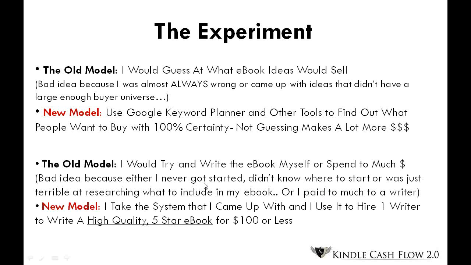The second new element to this new model is I take the system that I came up with and use it to hire one writer to write a high-quality 5-star ebook for $100 or less. Once I have that person working well for me and I know their content is top-notch, I give them the next project, and then the next project and the next project. So I don't have to find a new writer every time.